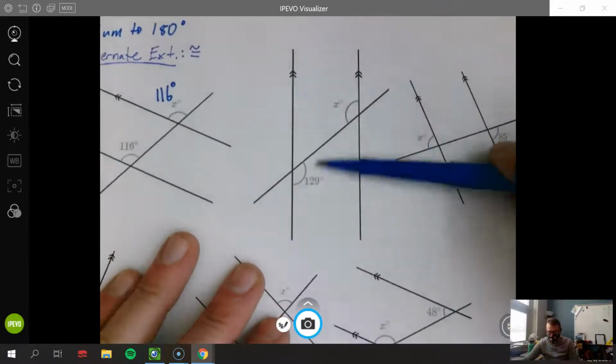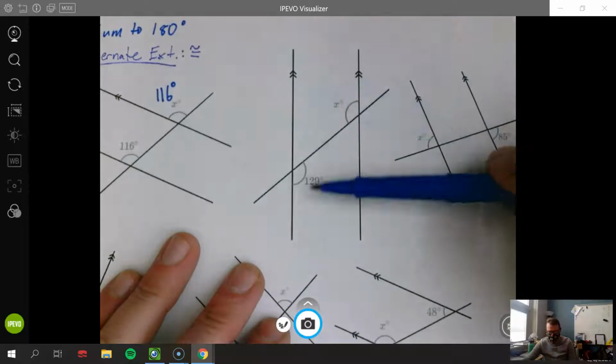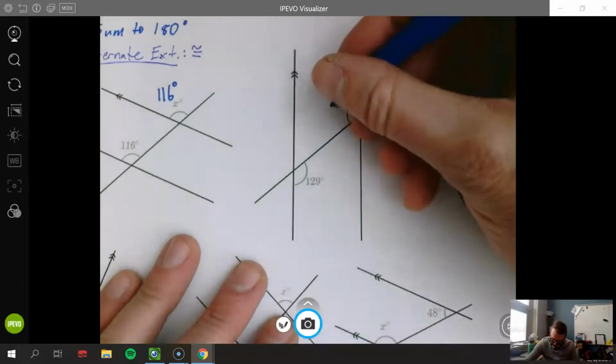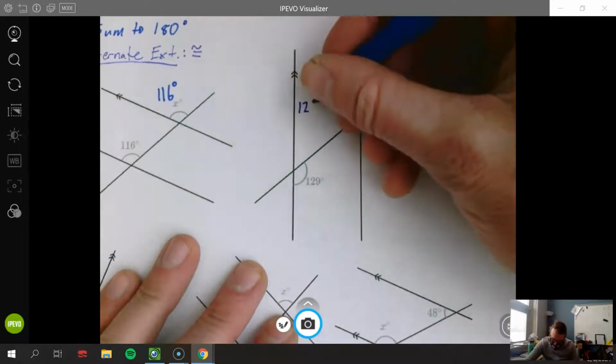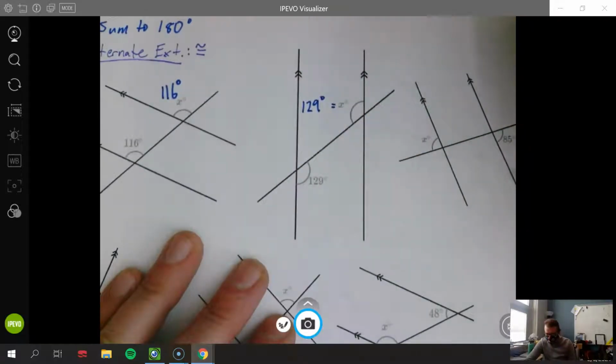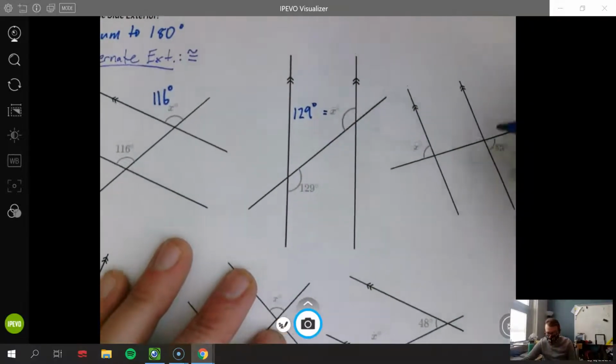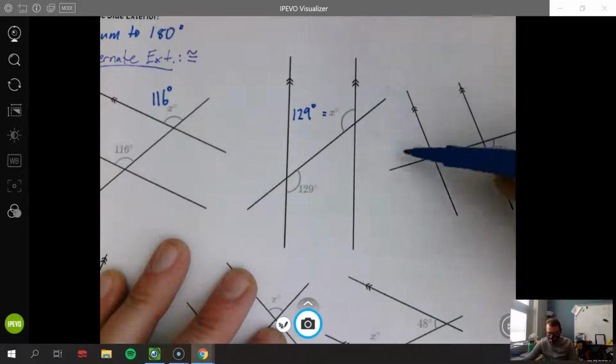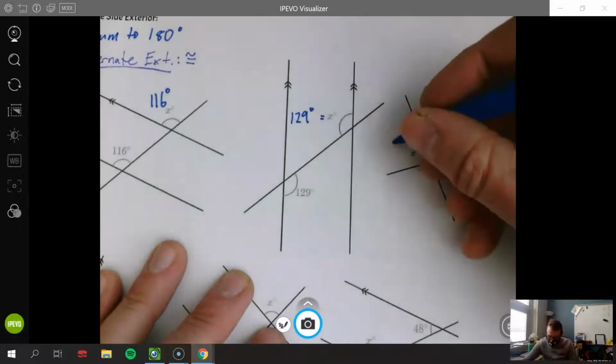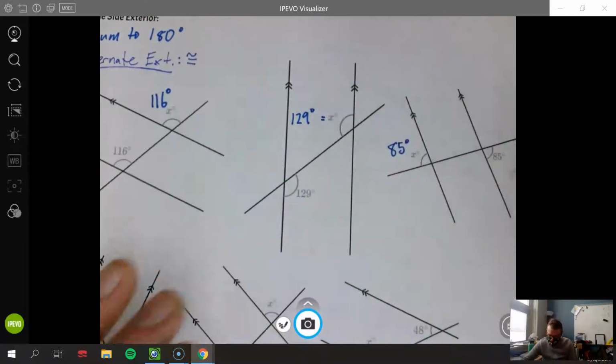Charlotte, what do you think about here? Yeah, this will be 129, because they are also congruent to each other. Logan, what do you think here? It is 85. Oh, all these top ones were congruent to each other.